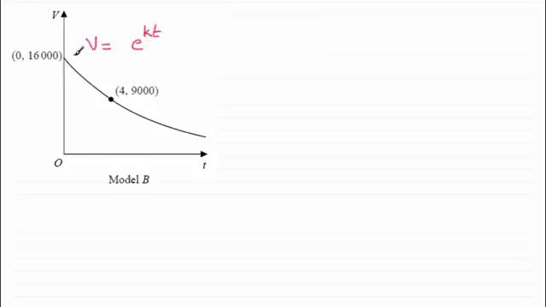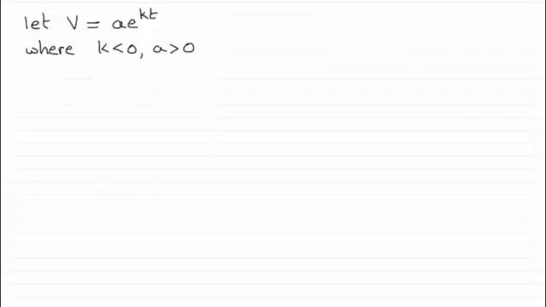Now because it's decreasing, I would expect this constant k to be negative. We've also got a constant that we ought to put in the front here for where it crosses the vertical axis, the v-axis. So I'm going to call that constant a, and that will be a positive constant. So using the information, the coordinates that I've got here, I should be able to work out what the constants a and k are. Okay, so that's the method. So let's just go ahead now and use that model and work this out.